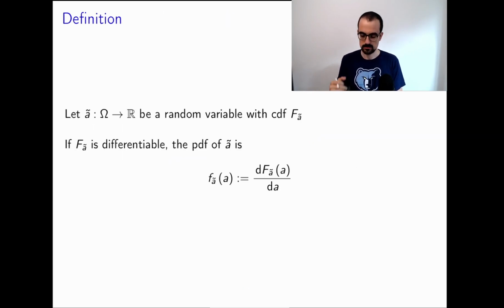Okay, so the definition again is that a random variable with CDF big F of A has PDF equal to the derivative of the CDF if the derivative exists, which is what we mean by a function being differentiable. Okay.